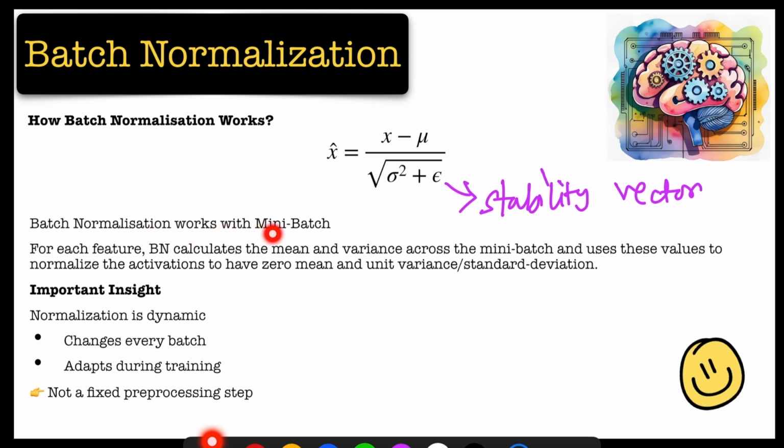Batch normalization works with mini batches because mu and sigma, the mean and standard deviation, are calculated from the mini batch. For each feature, batch normalization calculates the mean and variance across the mini batch and uses these values to normalize the activations to have 0 mean and unit variance, or standard deviation. This normalization is dynamic and changes every batch. It is not like a fixed pre-processing step; we have to do it for each mini batch.